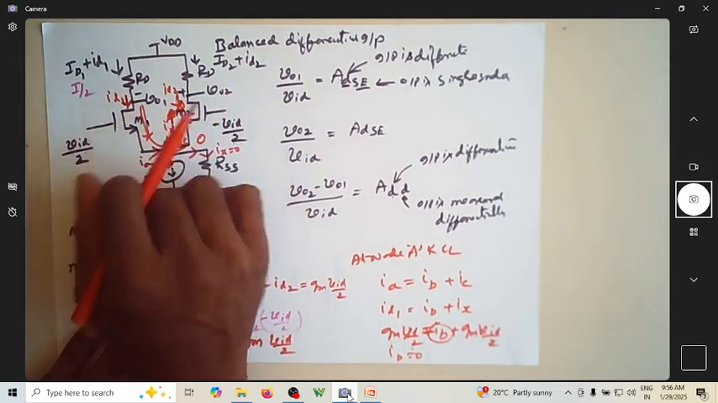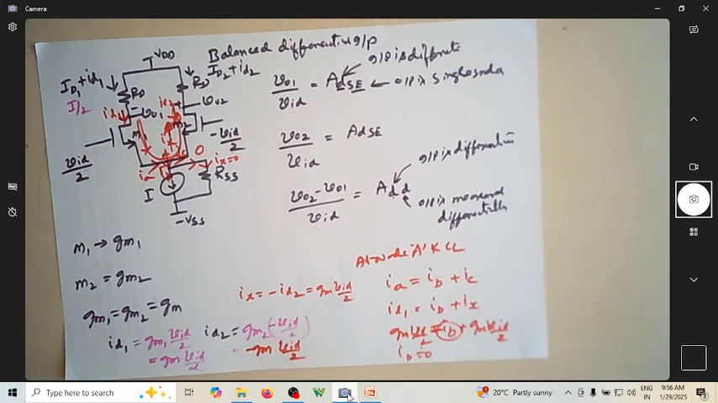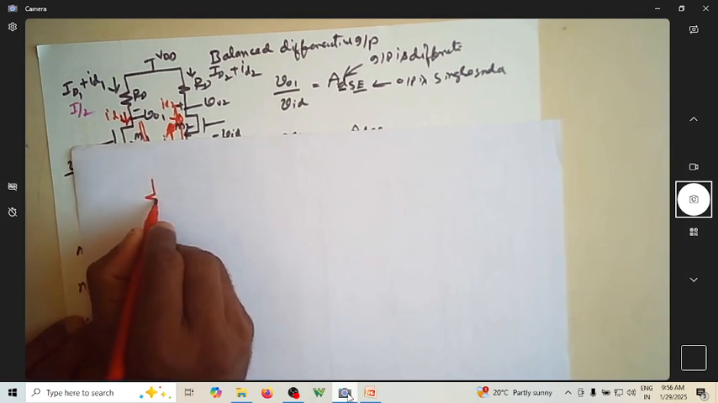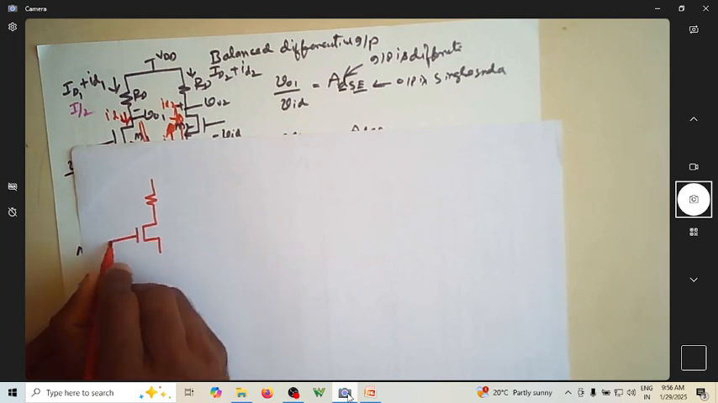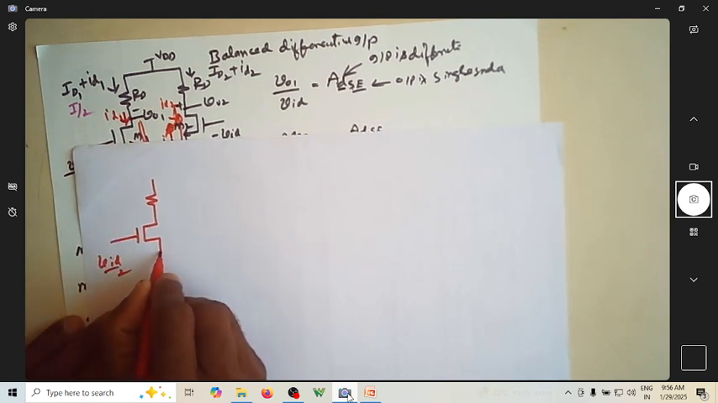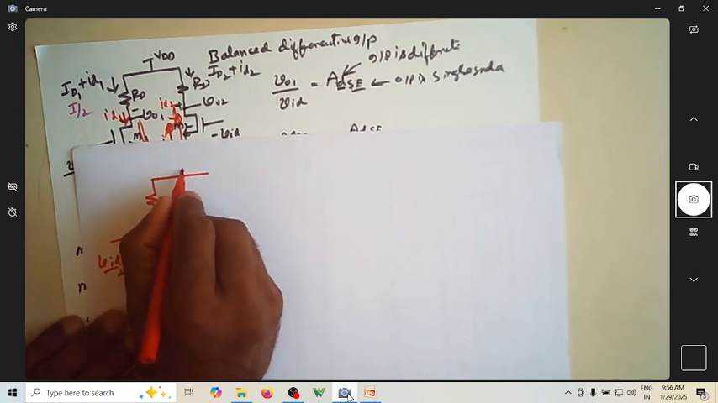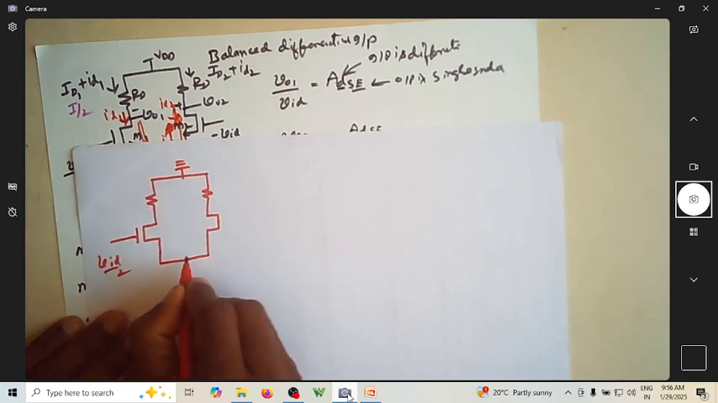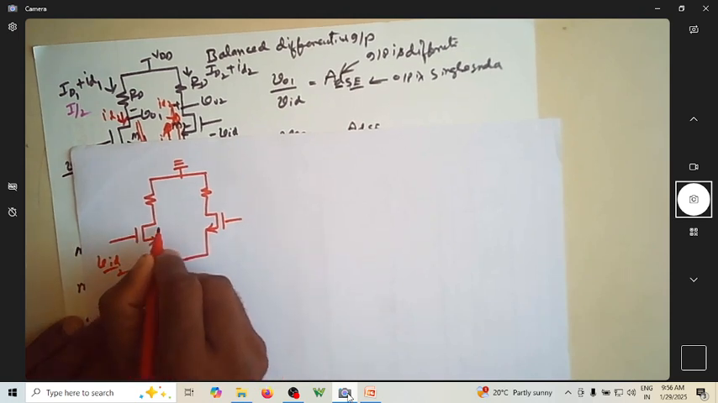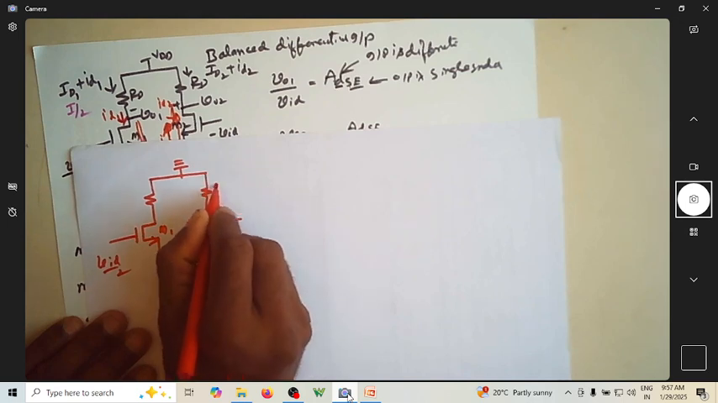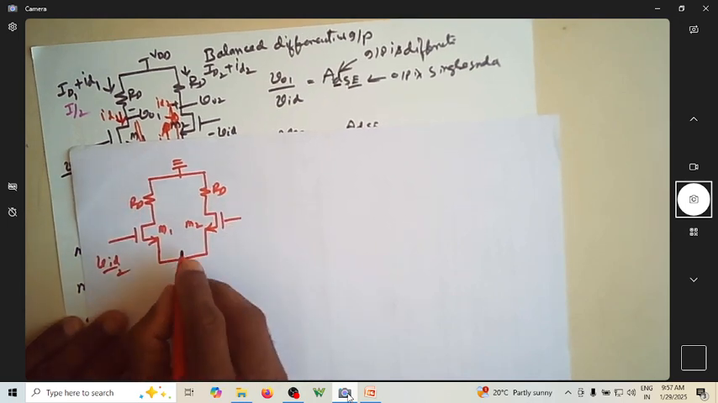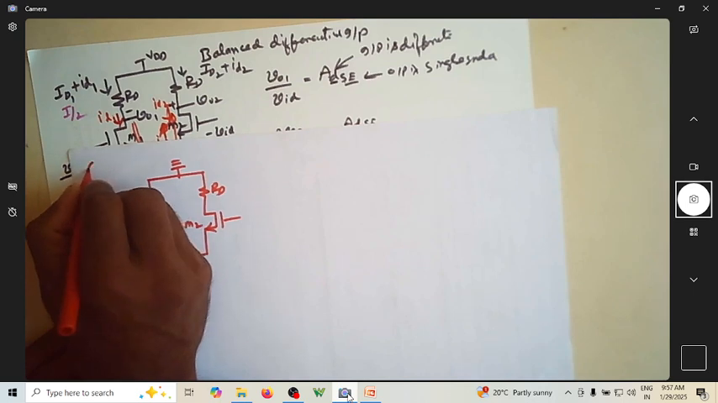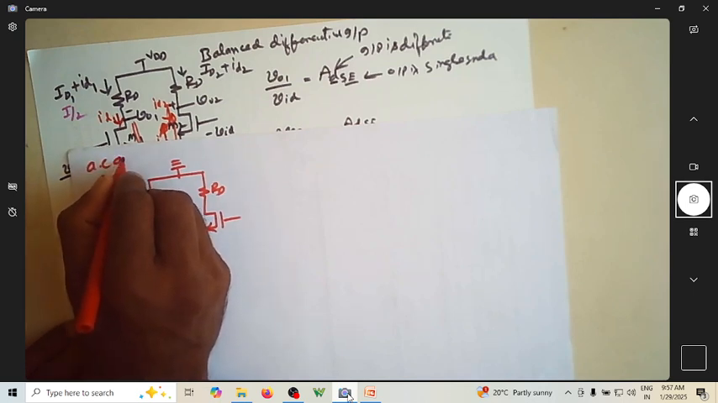So if I write the AC equivalent of this, I can write it this way. So we know that this is actually VID by 2, and this you can AC ground it. This is M1, this is M2, this is RD, this is RD, and of course this is treated as open circuit. For AC analysis, this is AC analysis.